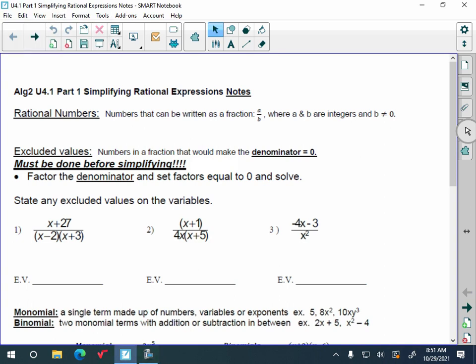All right, so rational numbers from elementary school are just fractions. Okay, so the top number and bottom number are numbers, and as long as the bottom number is not 0, then you can turn it into a fraction, which is called a rational number.